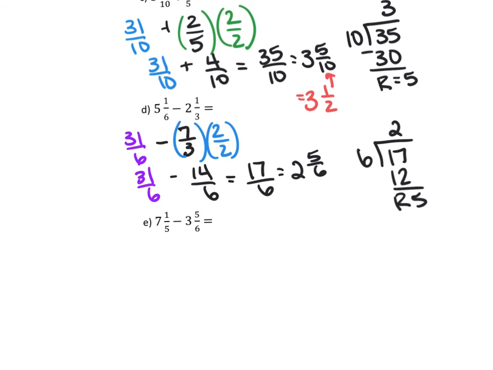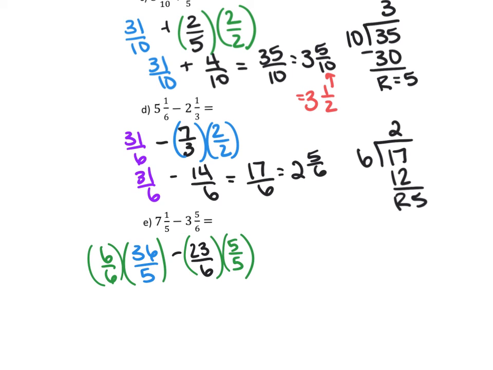And on your last one, same process. 7 times 5 is 35, plus 1 is 36. 36 over 5, minus 3 times 6 is 18, plus 5 is 23. 23 over 6. Right? And now, when we do this one, convert to the common denominator. The common denominator is going to be 30. So multiply this one by 6, and multiply this one by 5. And when we do this, 6 times 36 is 216 over 30, minus 23 times 5 is 115 over 30. Subtract the top, so 216 minus 115 is equal to 101 over 30.